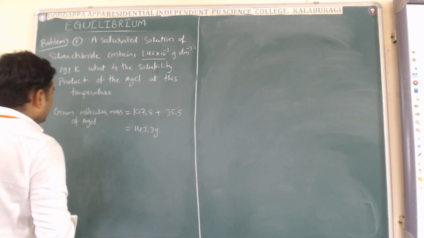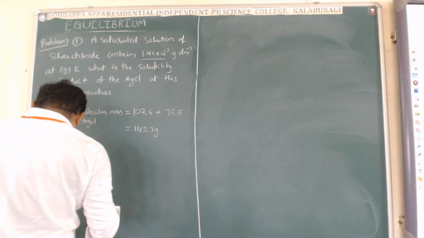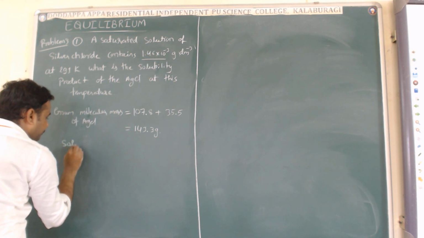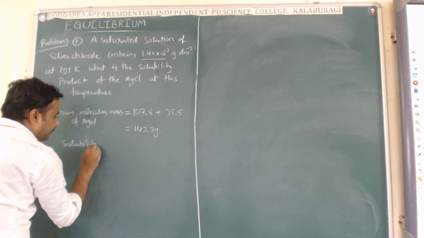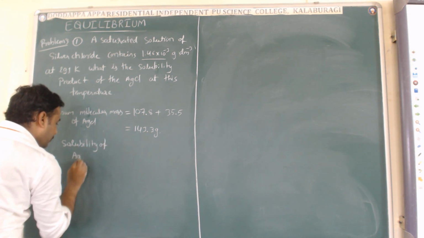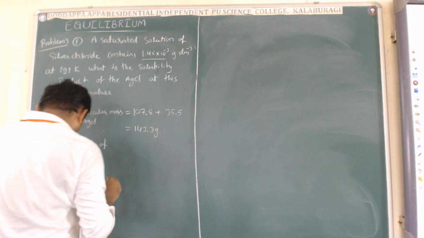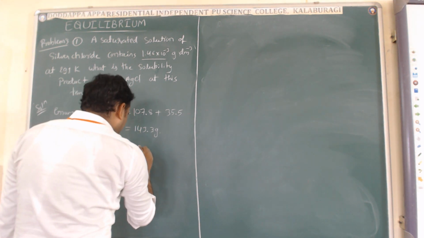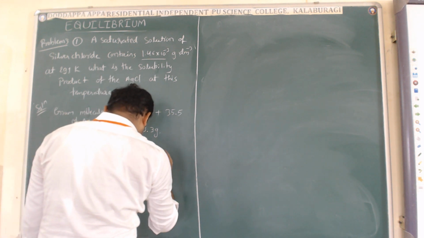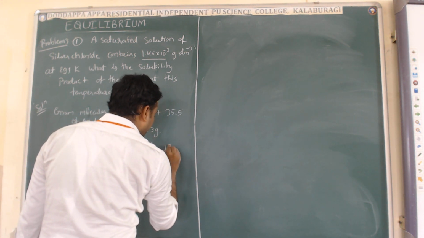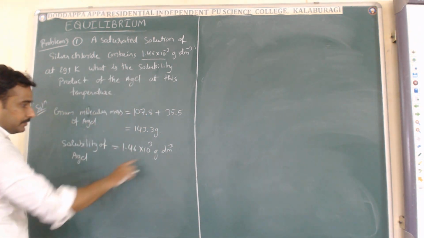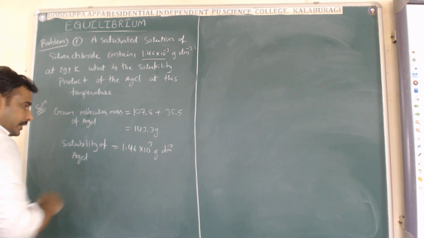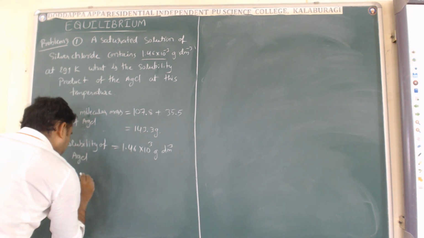Then, when you find the gram molecular mass, you write the solubility of AgCl. The solubility of AgCl is 1.46 x 10^-3 gram per dm cube. This is the value of the solubility. We found the gram molecular mass of AgCl. Next, you have to divide that one.